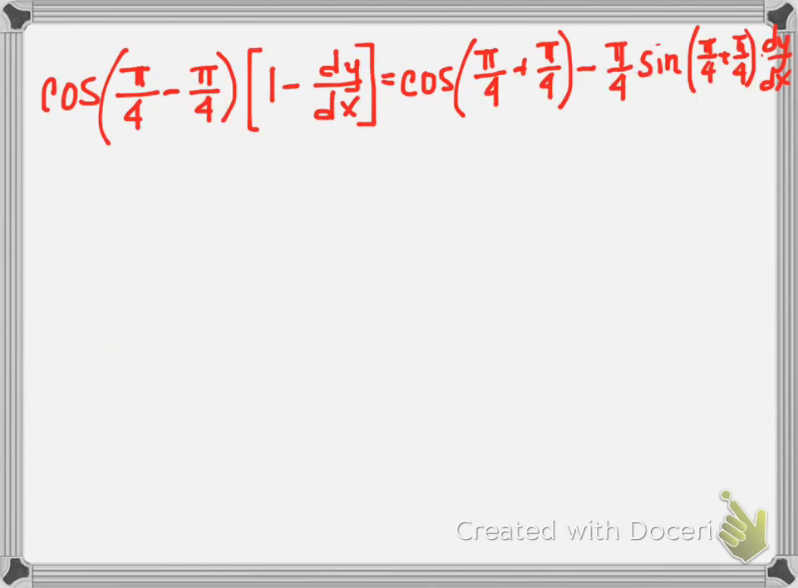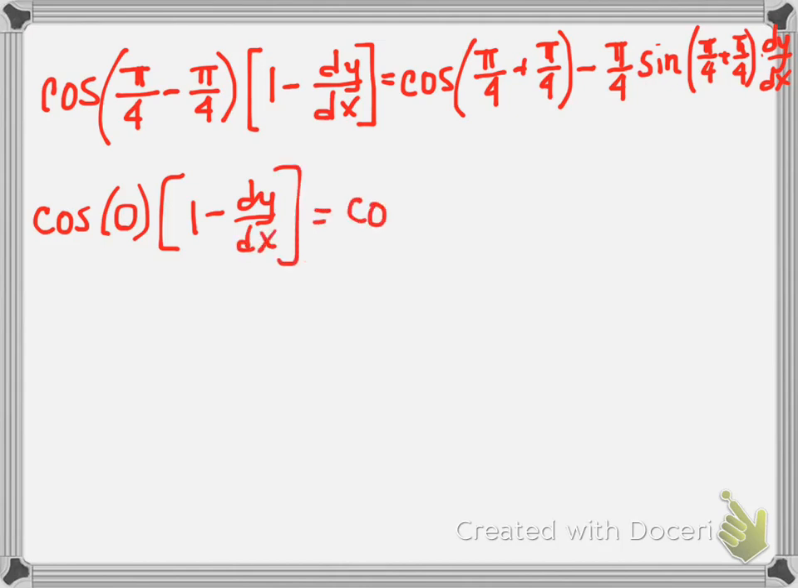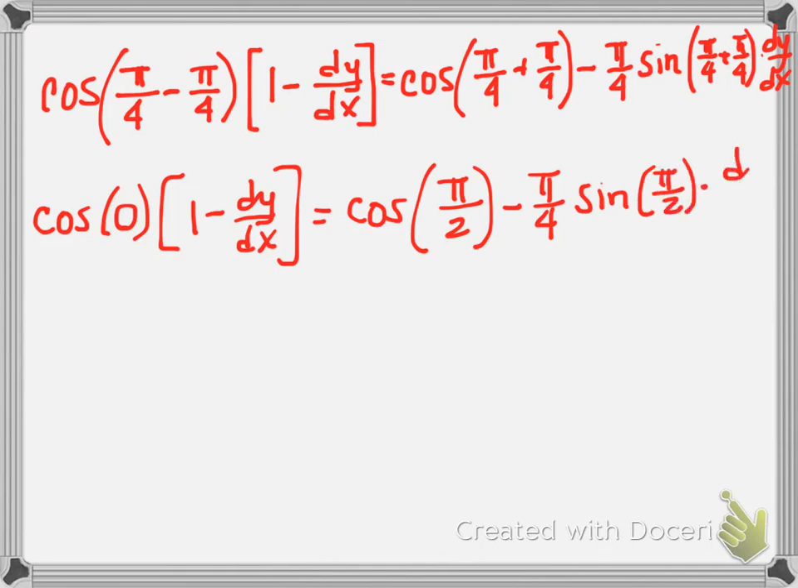Alright, so I went ahead and did it. Cosine of pi over 4 minus pi over 4 times the quantity 1 minus dy/dx equals cosine of pi over 4 plus pi over 4 minus pi over 4 times sine of pi over 4 plus pi over 4 times dy/dx. So you can go ahead and check me on that. So this is cosine of 0 times 1 minus dy/dx equals cosine of pi over 4 plus pi over 4, which is pi over 2, minus pi over 4 times sine of pi over 2 times dy/dx.